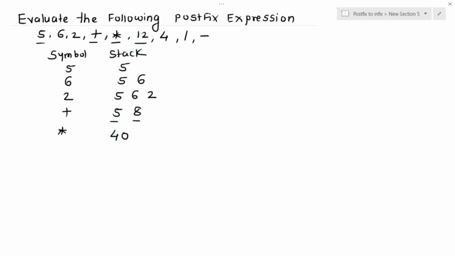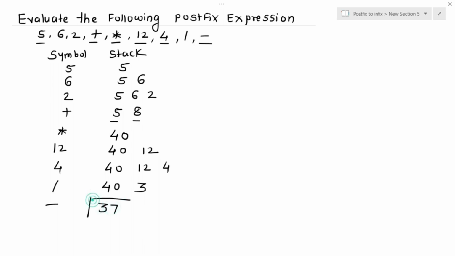Then we have 12, so write down 40 and here 12. We have two operands, 40 and 12. The next symbol is 4, so we have 40, 12 and 4, three operands. The next symbol is division. Now top of the stack are 12 and 4. So 40 as it is. Division, 12 divided by 4, that is 3. The next symbol is minus, the last one. So there are only two operands remaining, 40 and 3. So 40 minus 3, that is equal to 37. And this is our result for the above postfix expression.